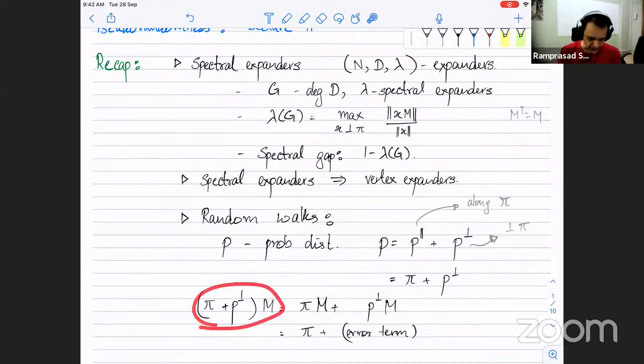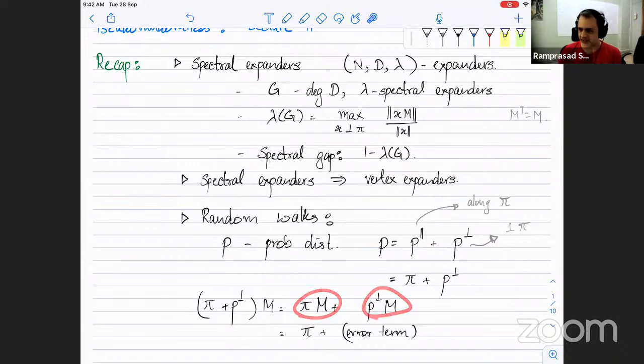So now what happens when you apply an M? This just becomes pi M plus p perp times M. And pi M by definition is pi, because that's what stationary means. And this p perp times M is what you mentally want to think of as the error. You would like this error term to quickly go to 0. That's the reason why this lambda G is an important thing to keep in mind, because it tells you, in comparison to what you started off with, whether your error term is smaller. Are you getting closer and closer to pi in some sense?